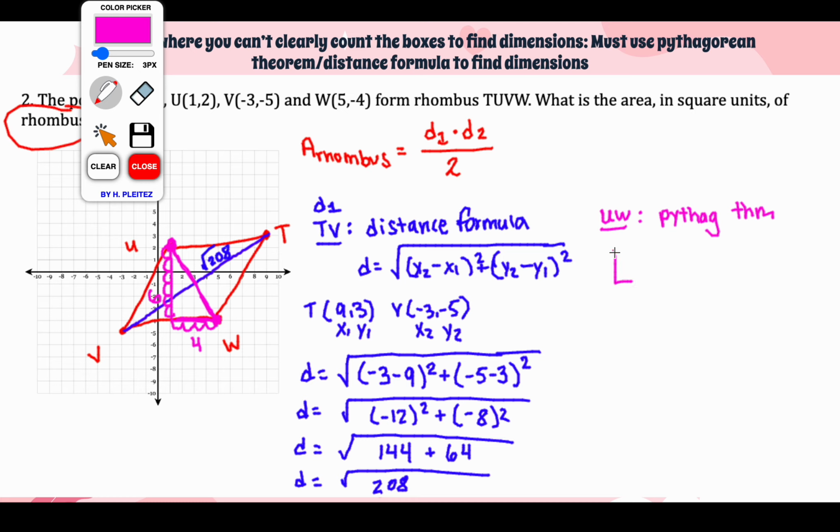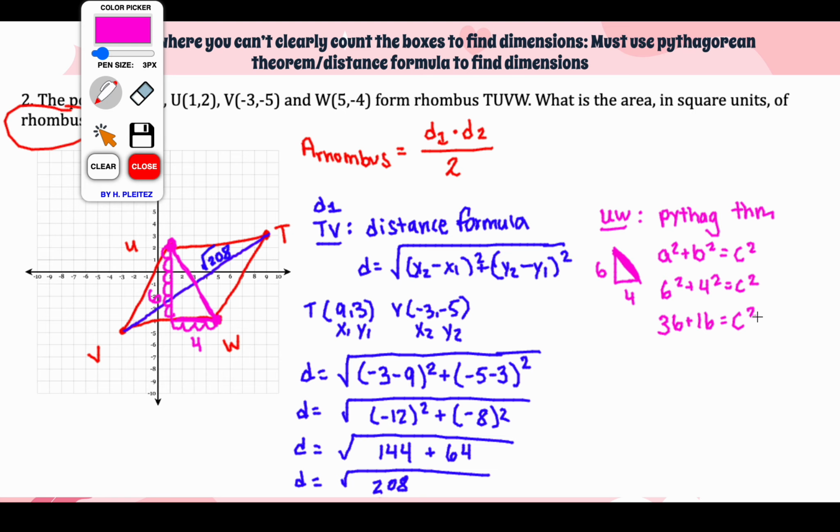So now my right triangle looks something like this, where we have 4, 6, and then we're looking for this value right here. So we get a squared plus b squared equals c squared. 6 squared plus 4 squared equals c squared. Remember, this hypotenuse here always has to be c. So we get 36 plus 16 equals c squared.